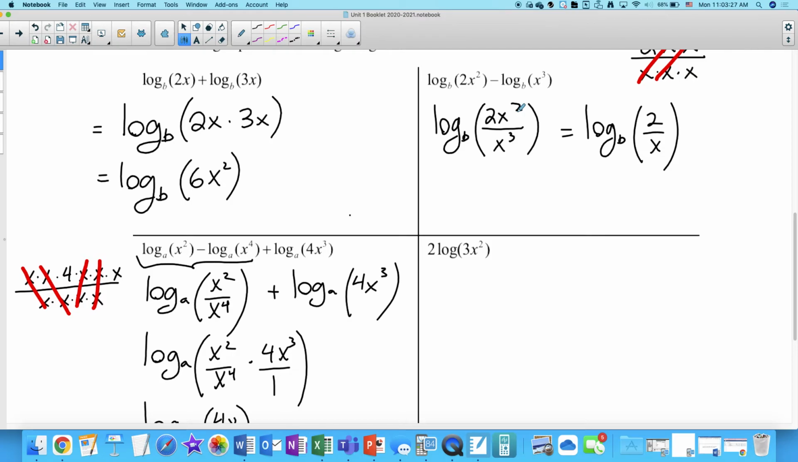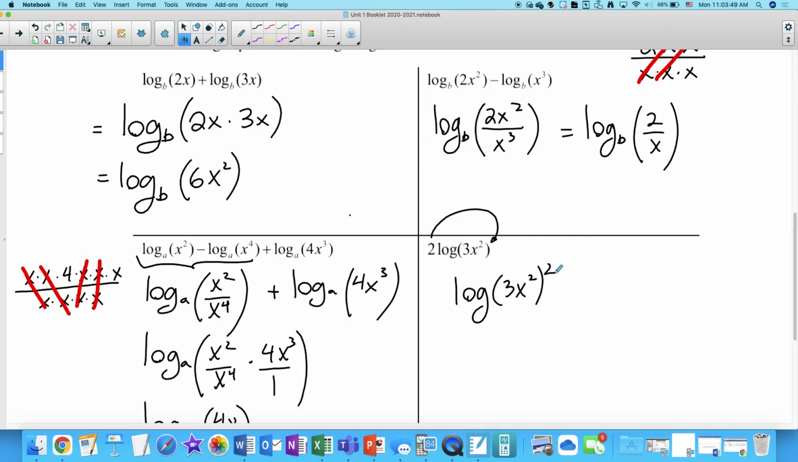Yes, this becomes an exponent. Okay? So that's going to give me the log of 3x squared. Now the most common error that I see is people write log 3x to the 4.